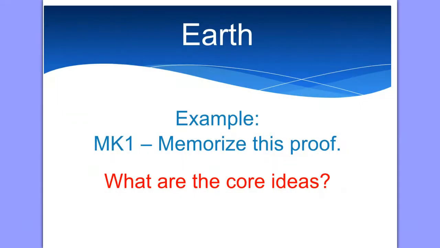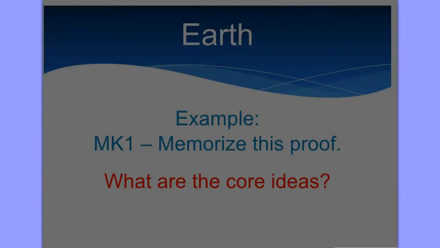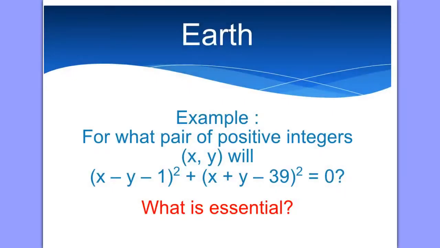So for example, when I was in graduate school, we had these things called MK1 and MK2, which apparently meant must know, and we had to memorize these proofs. And there was no way I could memorize those proofs if I thought of them as a bunch of disconnected ideas. I needed to know the core ideas, and by understanding those core ideas, I could understand the proof.